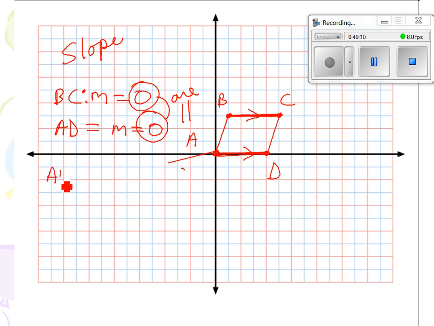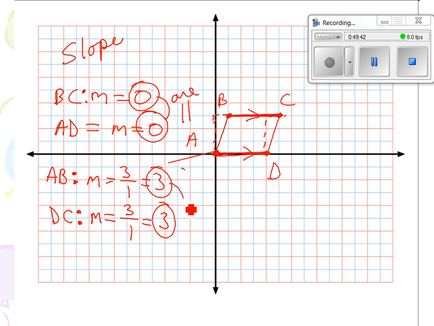Let's find the slope of AB. Not as easy on this one. You gotta count. Rise, run. How much did I go up? How much did I go over? So slope is 3. And then the other one would be DC. How much did I go up there? 3. That's our rise. How much did I go over? 1. Slope is 3. What's that tell us about those two? They're parallel.